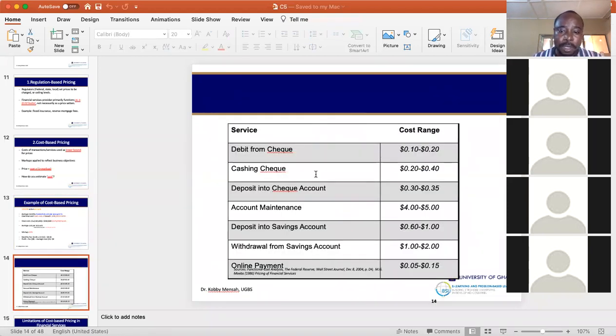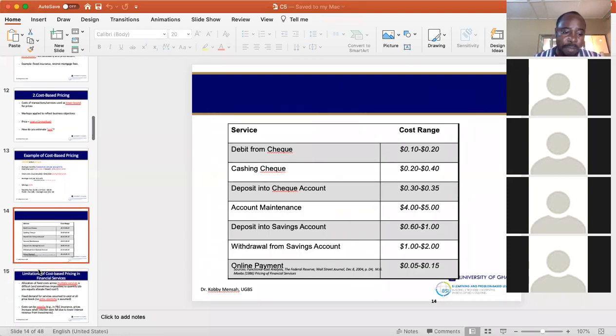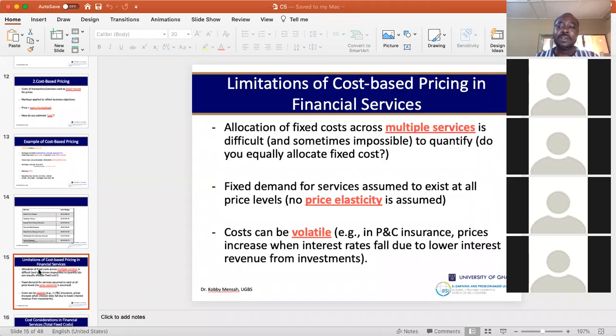So this is a common pricing approach that we can use. Now, let's look at the limitations of cost-based pricing. All right. If you do cost-based pricing, there are a lot of limitations, because you are assuming that allocation of fixed costs across multiple services is difficult, like we were saying. Sometimes there are certain costs that you are not able to derive exactly where they belong. So they could belong to multiple cost items, and you may count it twice.